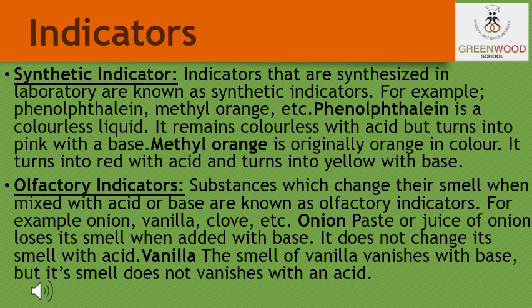It turns red with acid and it turns yellow with base. Now the olfactory indicators. These are the substances which change their smell when mixed with the acid or the base. For example, onion, vanilla, clove, etc. These are some of the naturally occurring olfactory indicators.